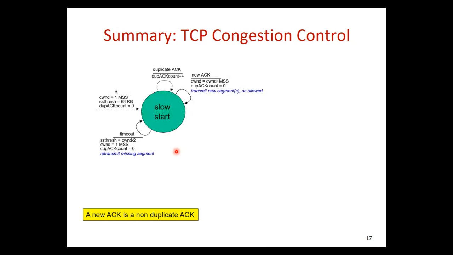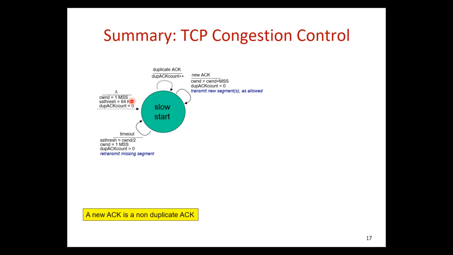All right, so let's look at the finite state machine with congestion control. Initially, we start in slow start mode. This is the initialization step. CWND is initialized to 1 segment. SS threshold is set to 64 kilobytes, which is some very large value.